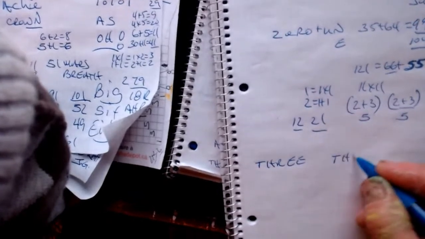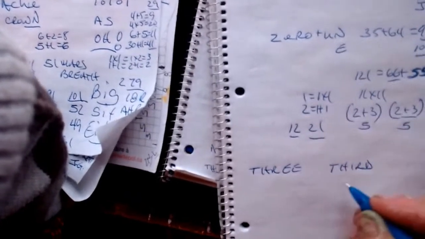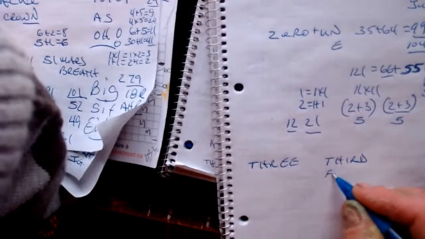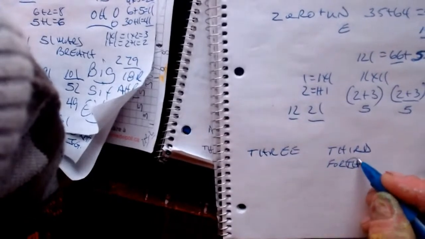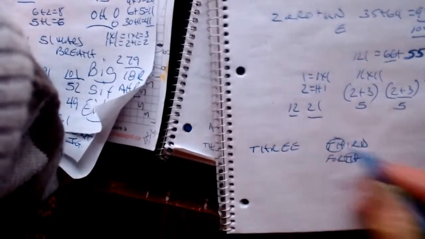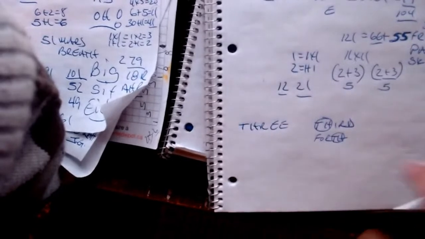I'm just going to write this down, third and fourth. I'm just writing this down to get it out of the way, to show that these are polars to each other, and one starts with the TH and one ends in the TH.